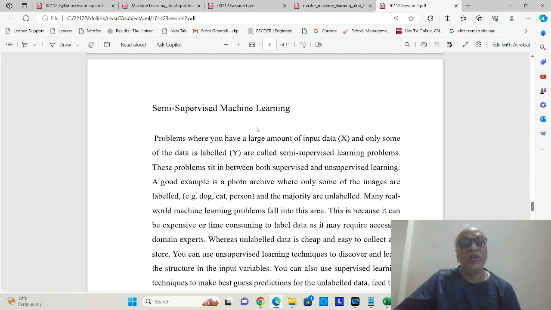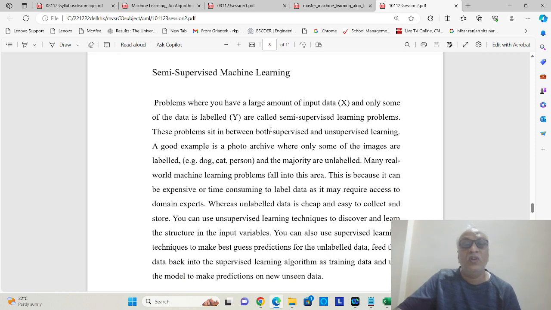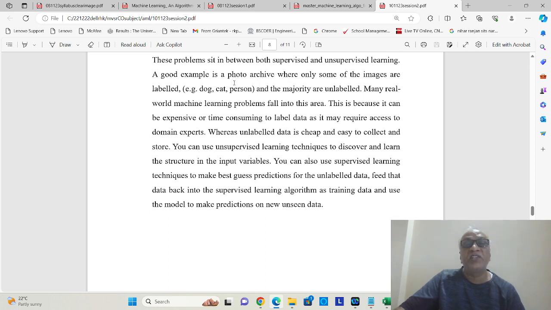Now coming to semi-supervised machine learning algorithms. Whenever you have a large amount of x and a small amount of y, such problems are categorized under semi-supervised learning problems. A few examples mentioned in the book are photo archives, where few of the images are labeled and many of the images are not labeled. Labeling is very expensive because you require domain experts to label them, while unlabeled data is cheaper to collect and compile.